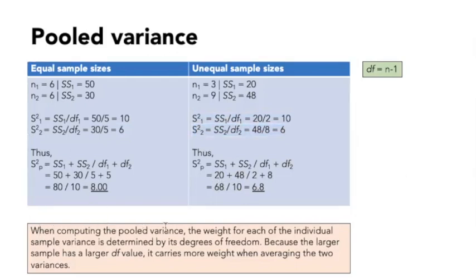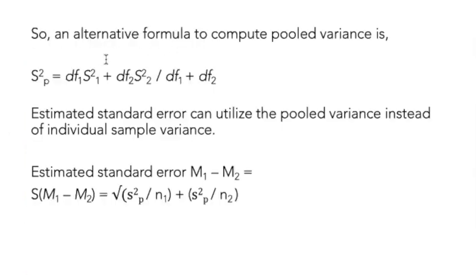So when computing the pooled variance, the weight for each of the individual sample variance is determined by its degrees of freedom. So because the larger sample has a larger degrees of freedom value, it carries more weight when averaging the two variances. So that's the basic idea. So the second group has a larger degrees of freedom, that is 8. So as a result, it tends to carry more weight. Okay. So that is exactly what happens here in this pooled variance. Now, when you have that, you can go ahead and do your t-statistic calculation.